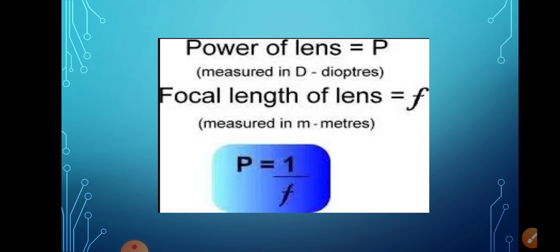Today we will discuss power of lens and a few questions. Power of lens is measured in meters. Power equal to 1 upon f. Actually, the power is the ability of a lens to diverge the ray or to converge the ray.